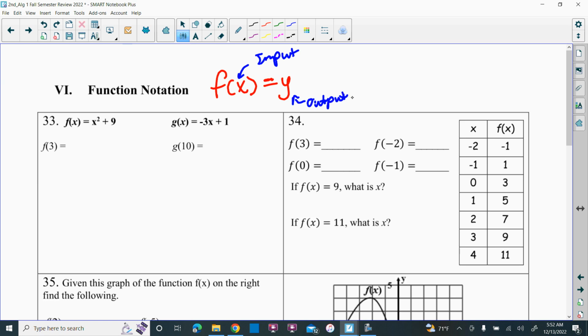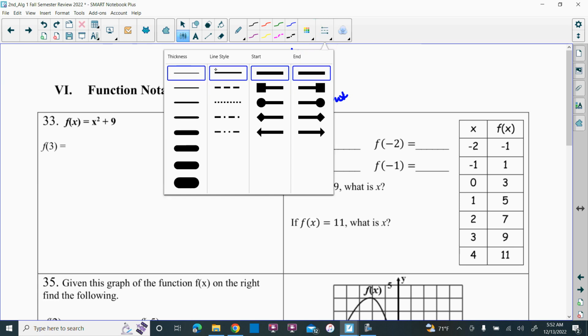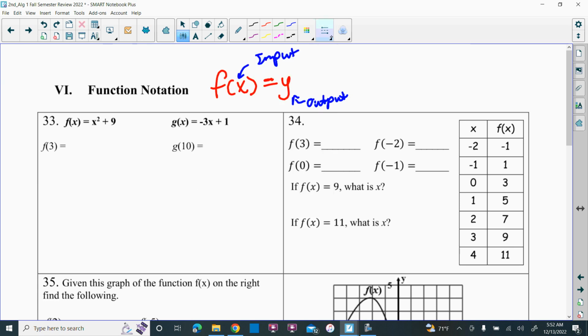So input is what we're plugging in. Output is the result. So on 33, they give you the function f of x is x squared plus 9, and I want you to find f of 3.